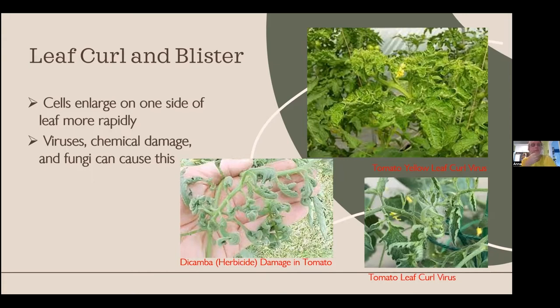So this is another one where if you encounter this symptom, especially in tomatoes, you have to do a little detective work to see if there might be something else afoot. Not just a virus possibly, but maybe herbicide damage or a fungus or some other kind of stressor causing the leaf curl and blister.